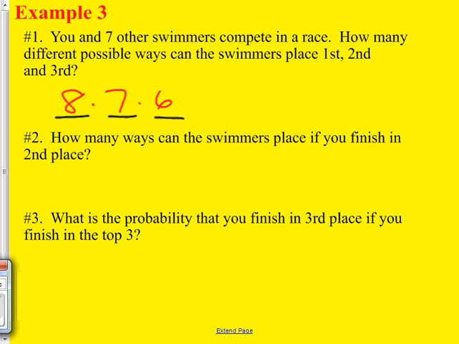Number 2, how many ways can the swimmers place if you finish second? Ooh, special needs on second place. First, second, third. That spot's special. I'm going to pick. How many choices do I have? If you are finishing in second place, how many choices do I have? 1. And therefore, fewer choices for first place. It's not 8 anymore. It's 7. And then how many choices left for this last spot? There you go. 7 times 1 times 6. Raise your hand if you had that one right. Okay, good. We did not do a probability yet.